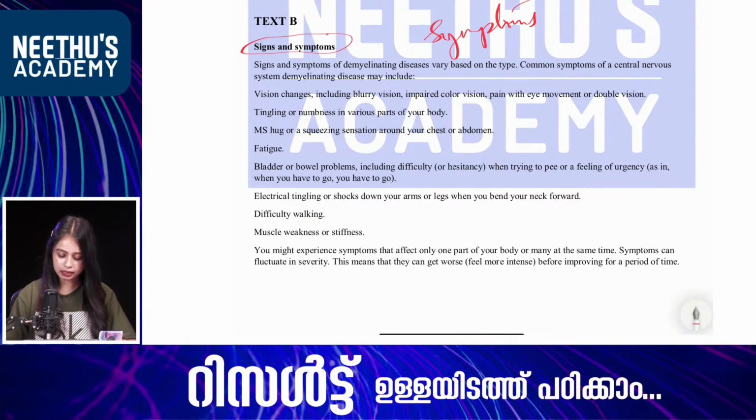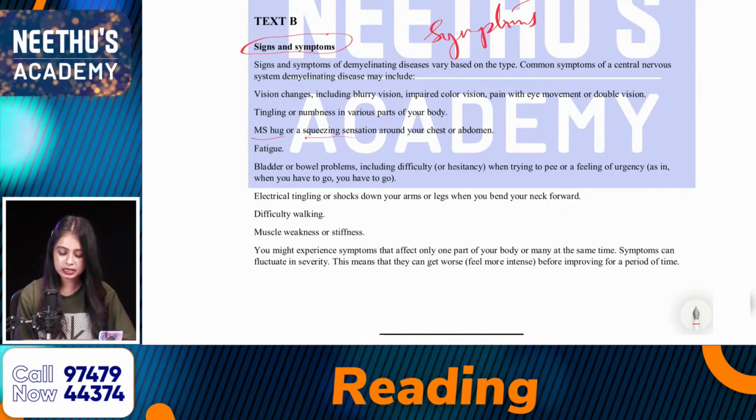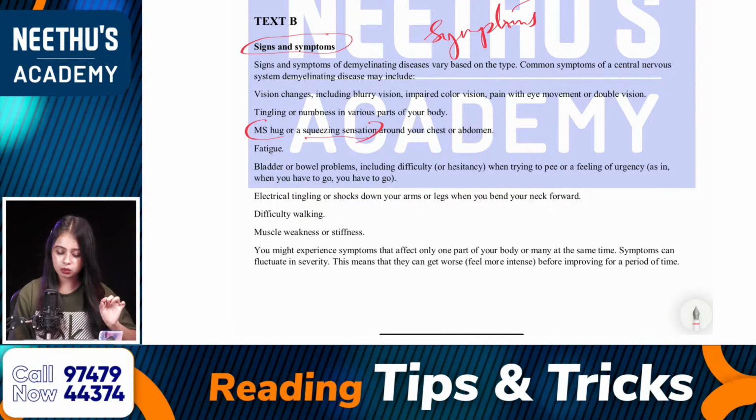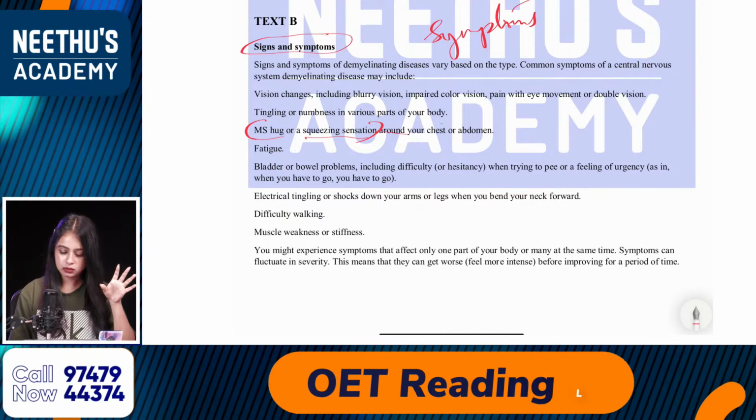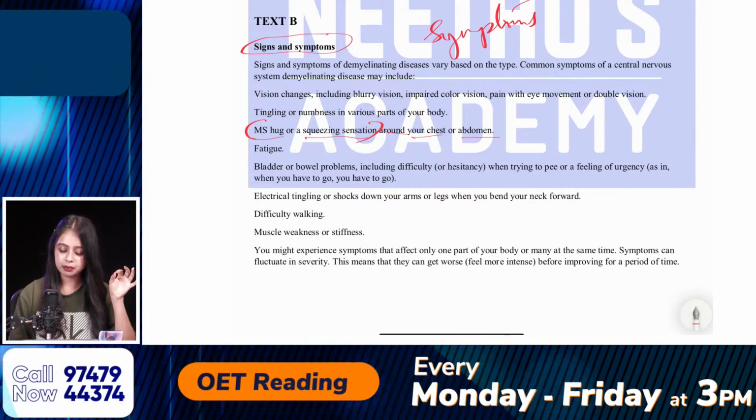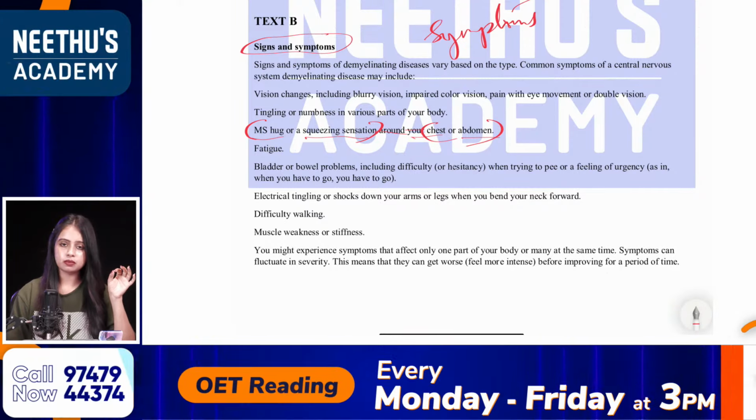So how do we take the answer? MS hug or squeezing sensation, those are the keywords from the question. And you can cut the word around. We don't need around there. Okay, so you can write there your chest or abdomen. We can cut your as well. So the answer is chest or abdomen.